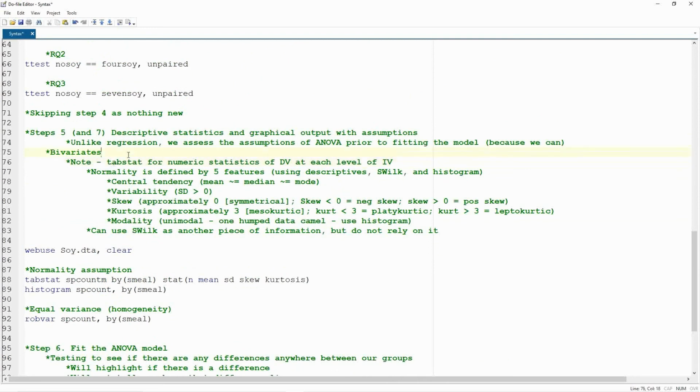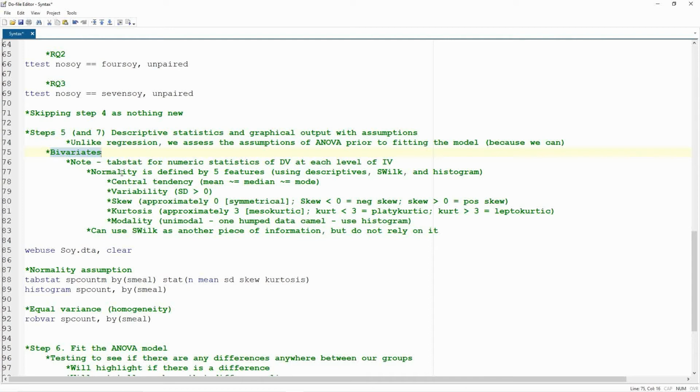Now, something that we didn't do before was look at our descriptives, our univariates and our bivariates. But unlike regression, with ANOVA, we test all of our assumptions when we're looking at the descriptives. And this is more so the case because we can actually do it at this stage, whereas with regression, you actually need to run the regression to get the residuals. And because all the assumptions are interested in how the dependent variable behaves at each level of the IV, we're actually going to be looking at bivariates more so than univariates.